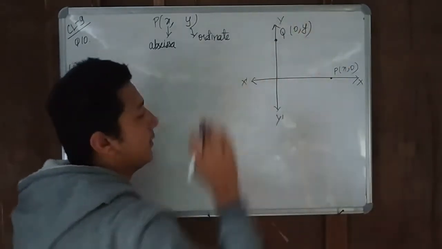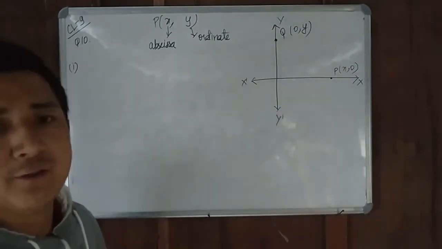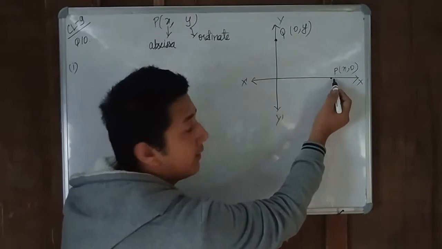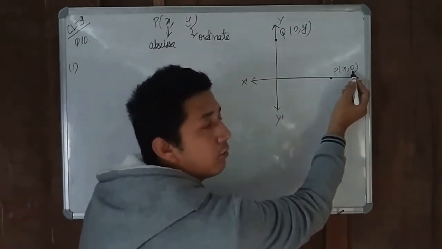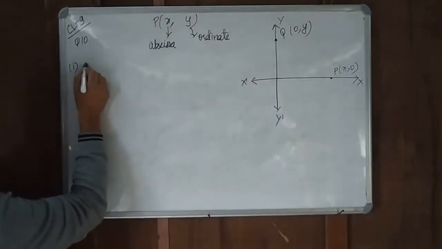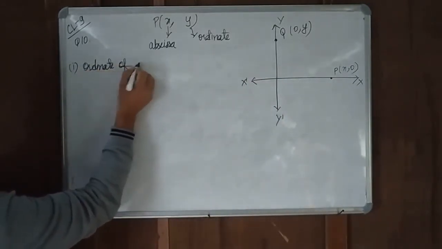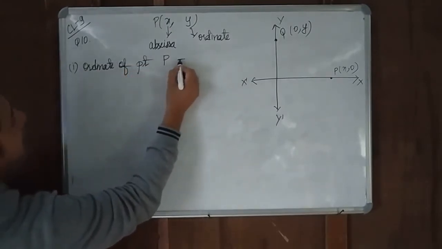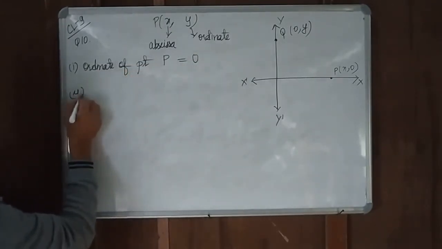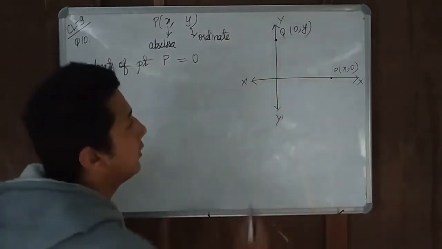Similarly, 0, y. Now, what is the question asking you? Find the ordinate of point P. For point P, x is the abscissa, 0 is the ordinate. So what is the ordinate of point P? 0. So ordinate of point capital P is 0. Similarly, for Q, write the abscissa of point Q.